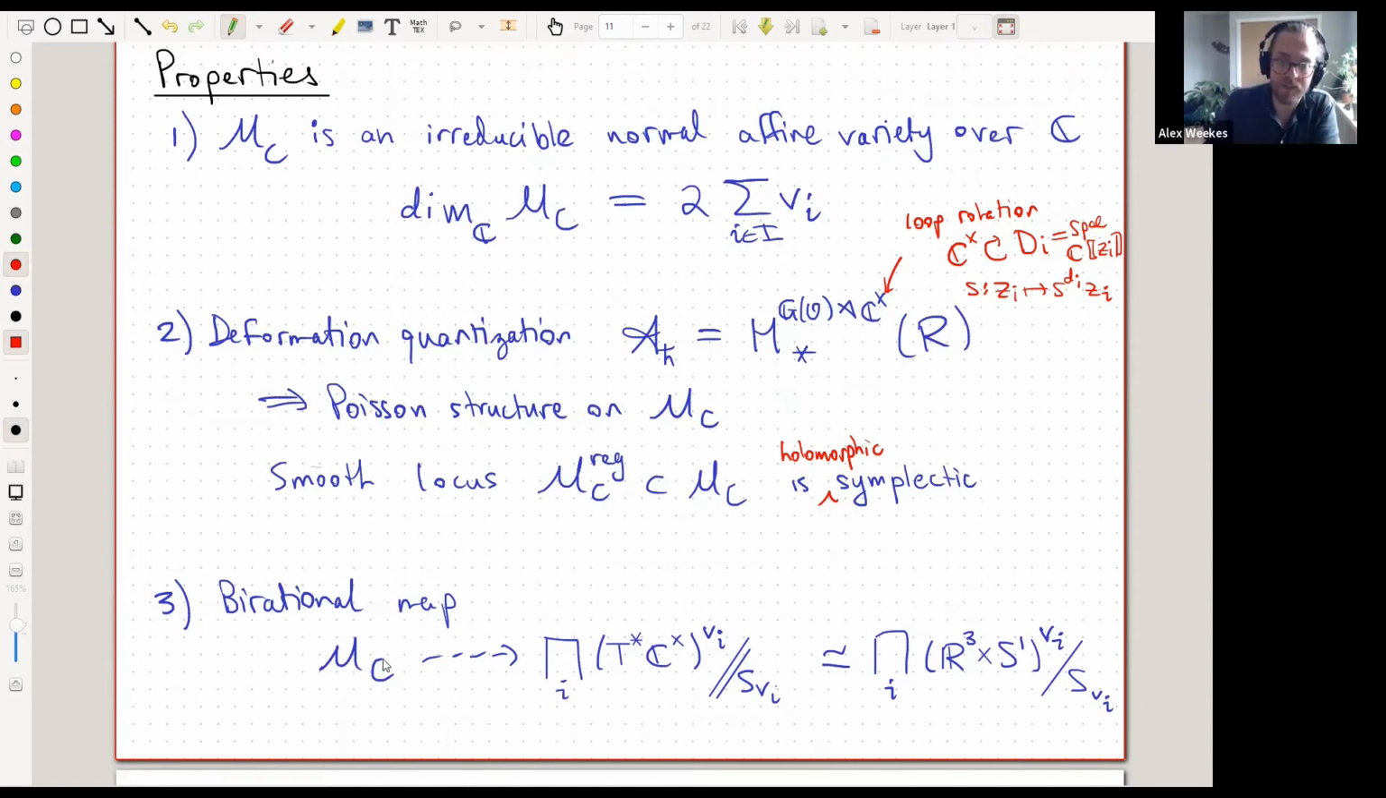So it's not an isomorphism. It's not actually a map. It's a map from an open subset here to one here. And on the right side, what we've got is a cotangent bundle of C star to some power, and you have to mod out by some group.